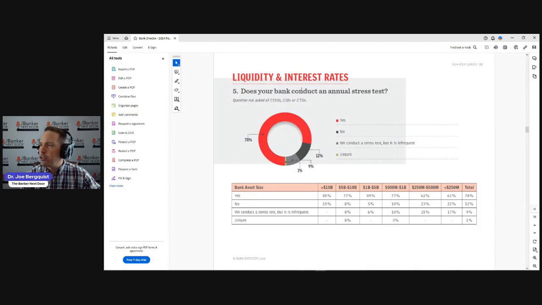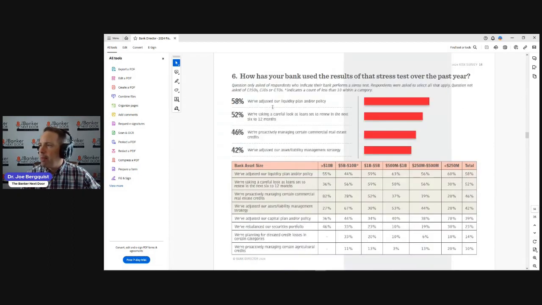Liquidity and interest rate: does your bank conduct an annual stress test? Yes. Okay. How has your bank used the results of that stress test over the past year? 58%, we've adjusted our liquidity plan and our policy. 52%, we're taking a careful look at loans set to renew in the next 6 to 12 months. 46%, we're proactively managing certain commercial real estate credits. And 42%, we've adjusted our asset liability management strategies.